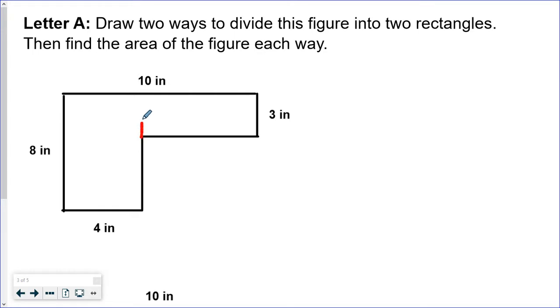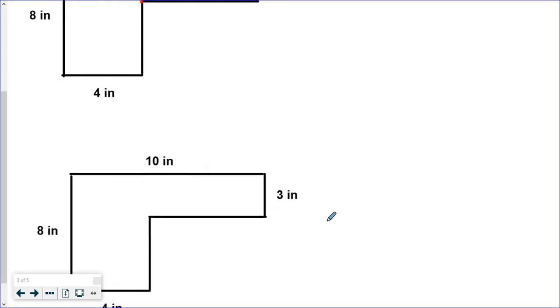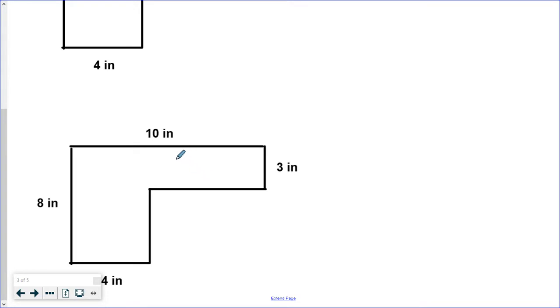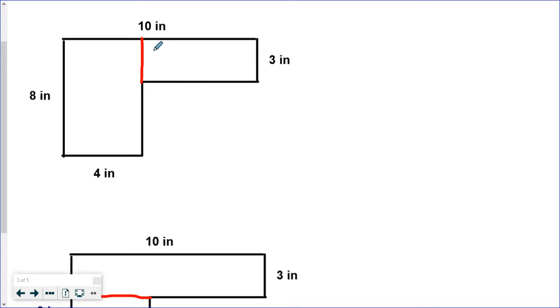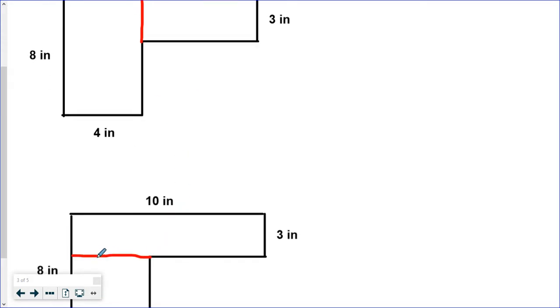Maybe you might say, the first one I'm going to split up and down. So this is one rectangle and this is another. But this is only one drawing. You're going to draw another one exactly like it. It's the exact same figure, except this time I'm going to draw a line going across this way. Again, I have a rectangle here and I have a rectangle here. Okay, so these are my 2 drawings. One has a line here and one of them has a line here.